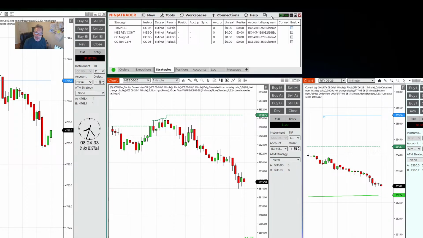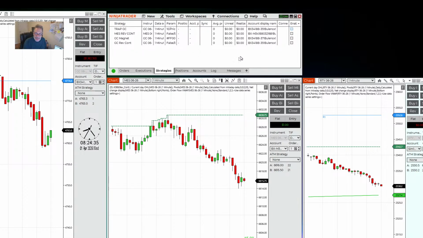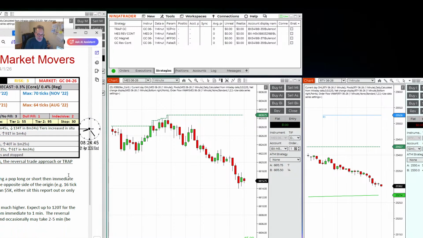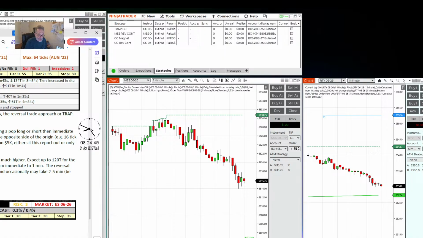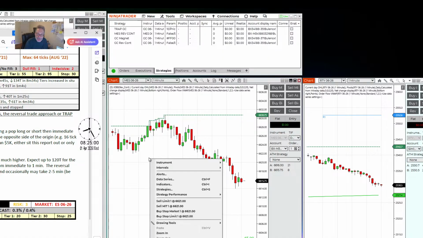Now, if you want to experiment, not take so much risk on 2 accounts on a difficult report, we also have an MES-ES trap. Tiers of 20 and 30 with a stop of 25. It's hard to manage two trap trades at once.